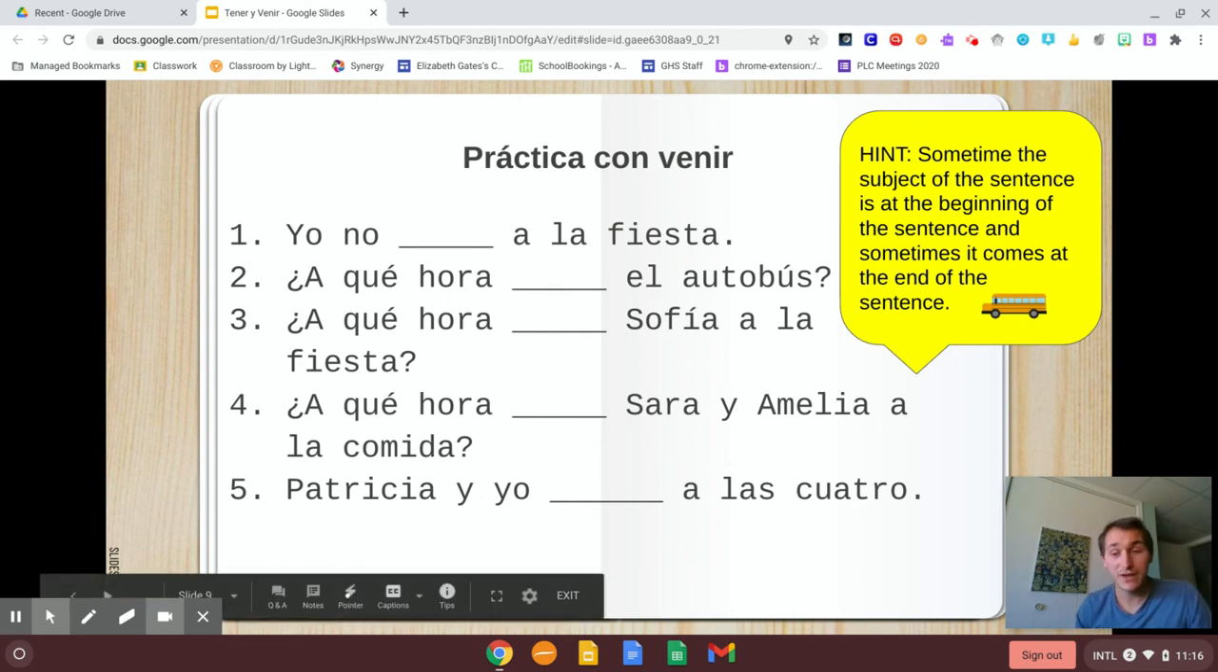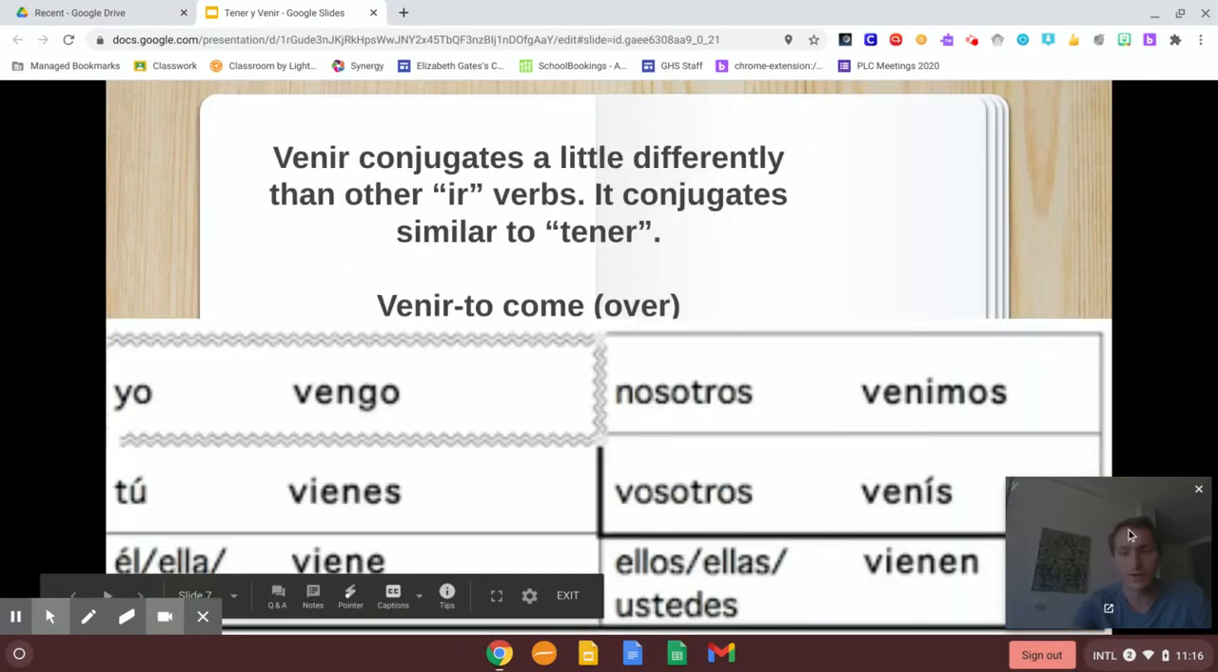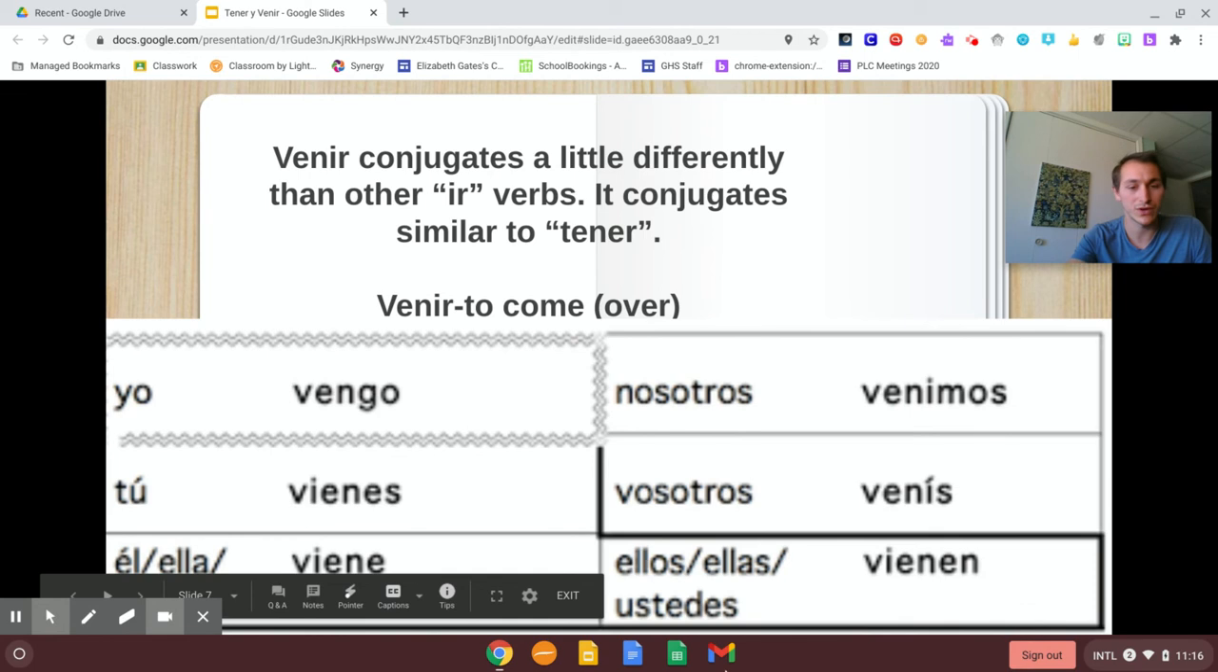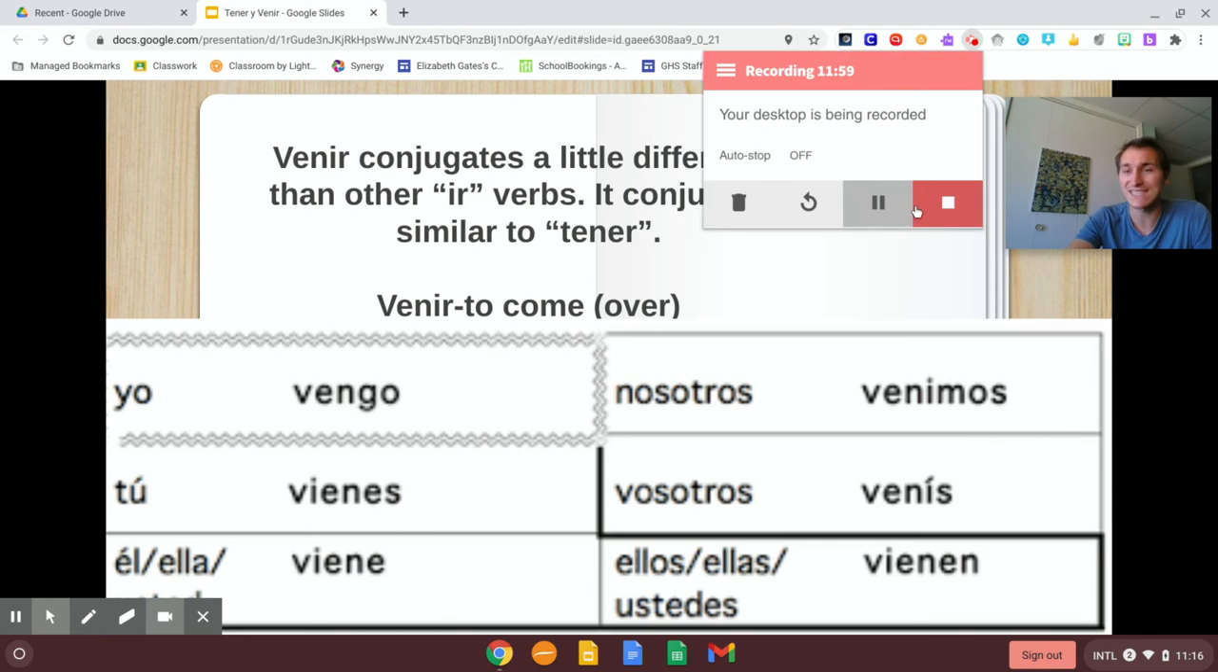So try and find the subjects first, and then if you need help on how to conjugate them, go back to the conjugation chart and look at this chart while you're trying to do the conjugations. Buena suerte, and you can always envíame un correo electrónico si tienes preguntas.